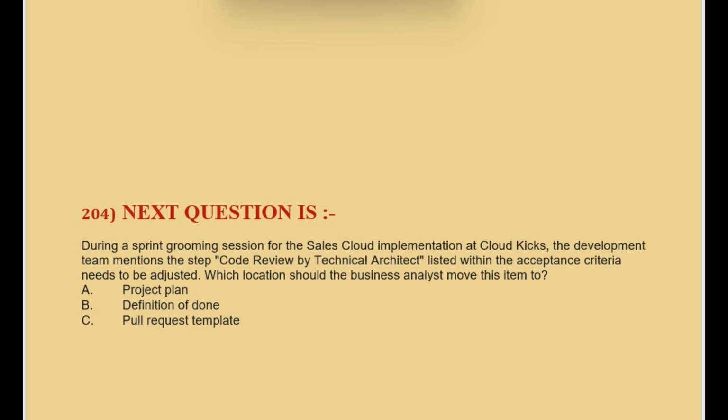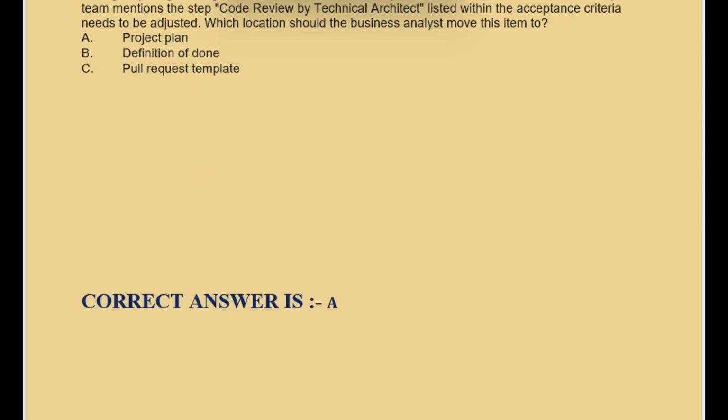Question is, during a sprint grooming session for the Sales Cloud implementation at CloudKicks, the development team mentions the step code review by technical architect listed within the acceptance criteria needs to be adjusted. Which location should the business analyst move this item to? Option A, project plan. Option B, definition of done. Option C, pull request template. Correct answer is option A.